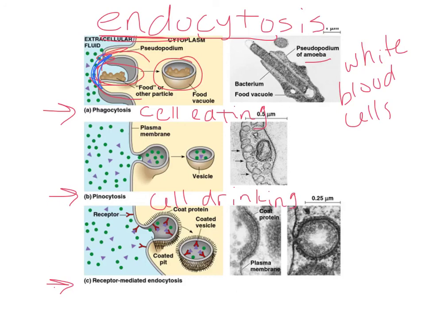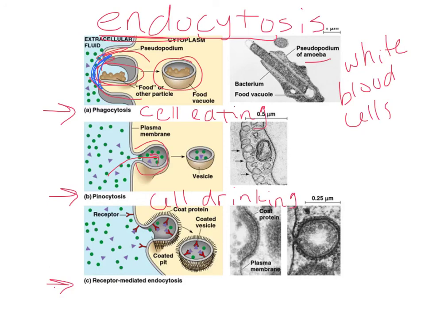With pinocytosis, it is not as specific. Essentially, the vesicle is formed here, and whatever falls into that vesicle fell into that vesicle, and that's what the cell gets. So it's not nearly as specific.